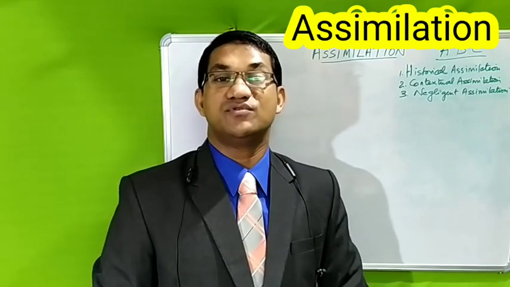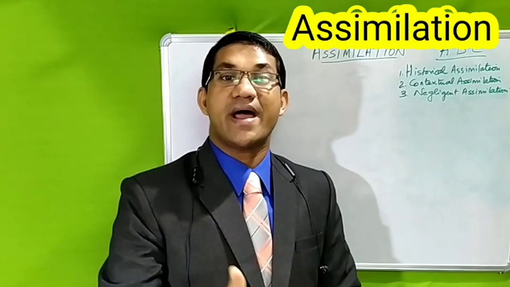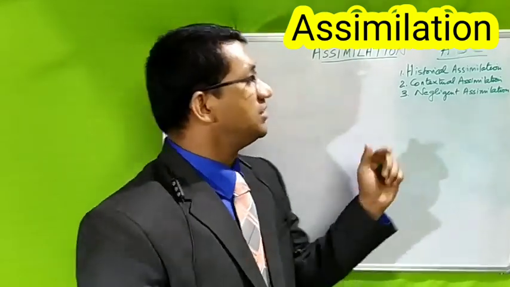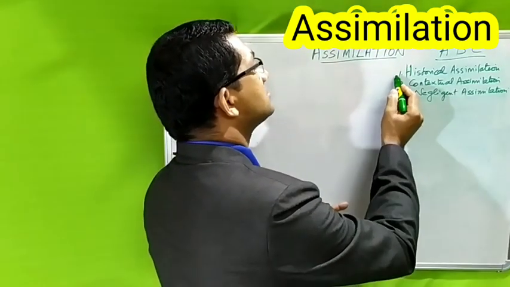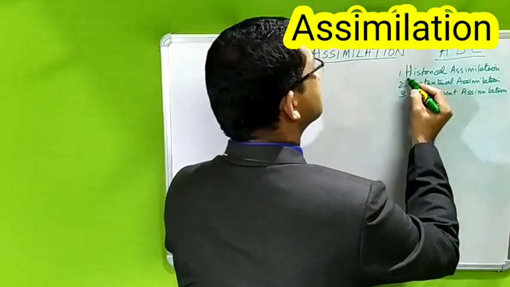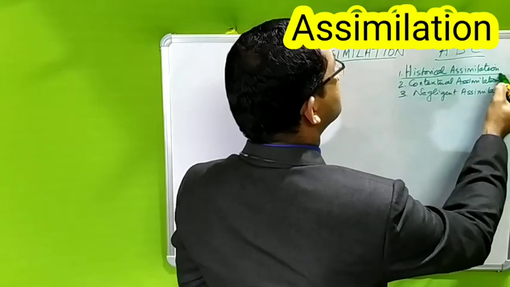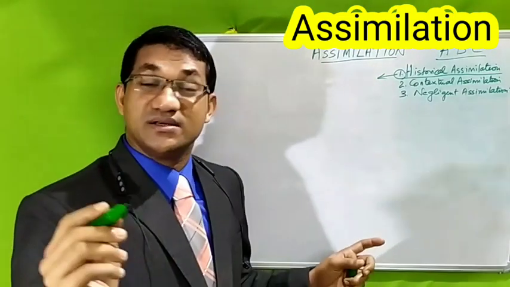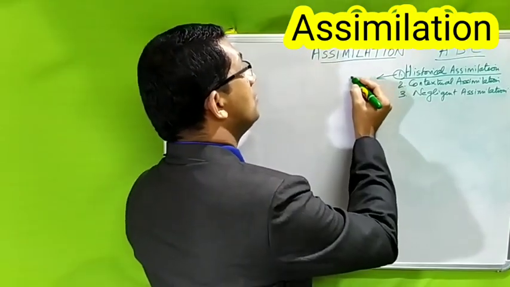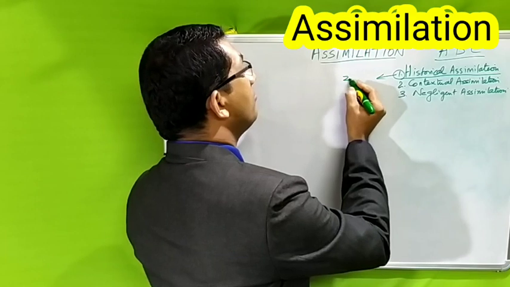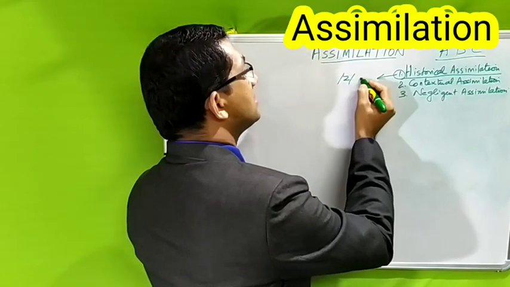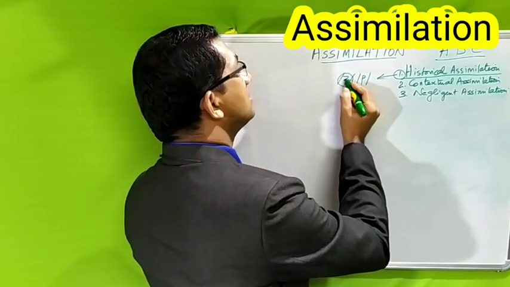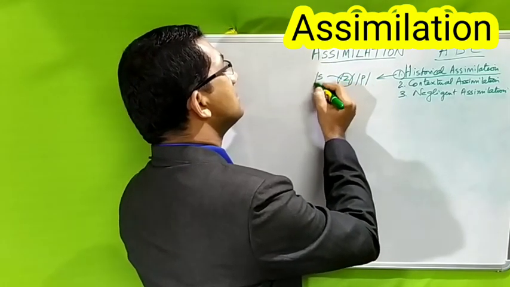Now we have to look at the other aspects of assimilation, and we are discussing historical assimilation. When we discuss historical assimilation, it is very easy to understand what assimilation is. For example, I said that it is very difficult to move immediately from the z phoneme to the p, and because of that reason, this z is becoming s.